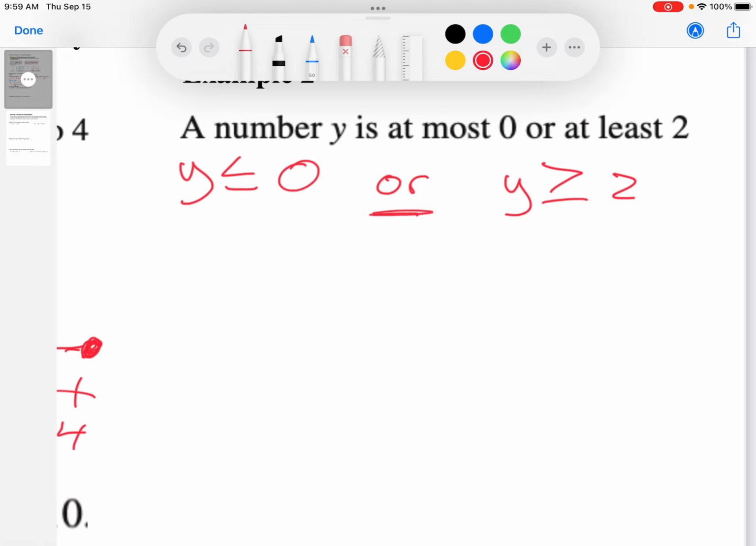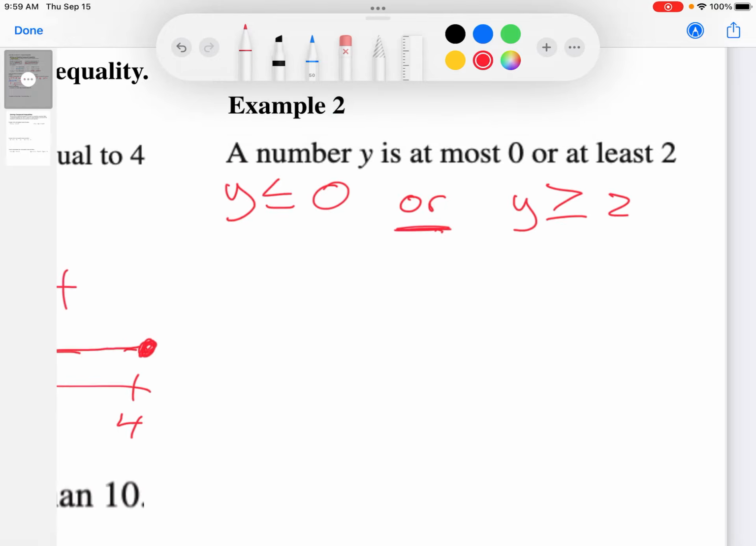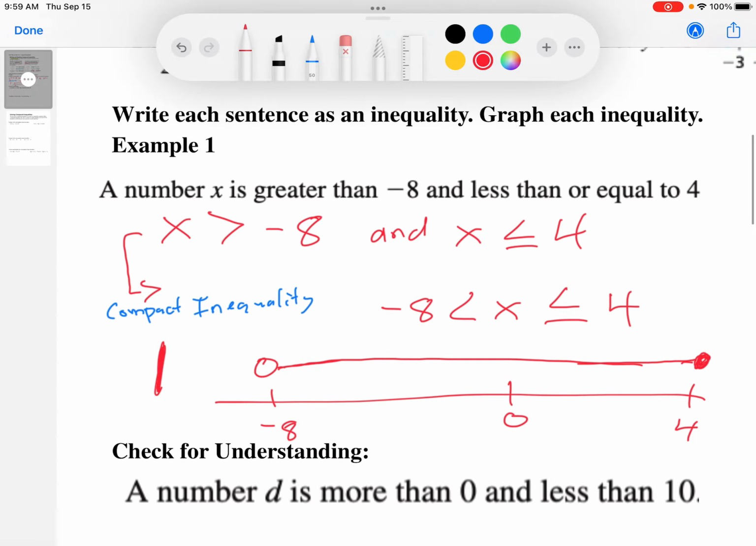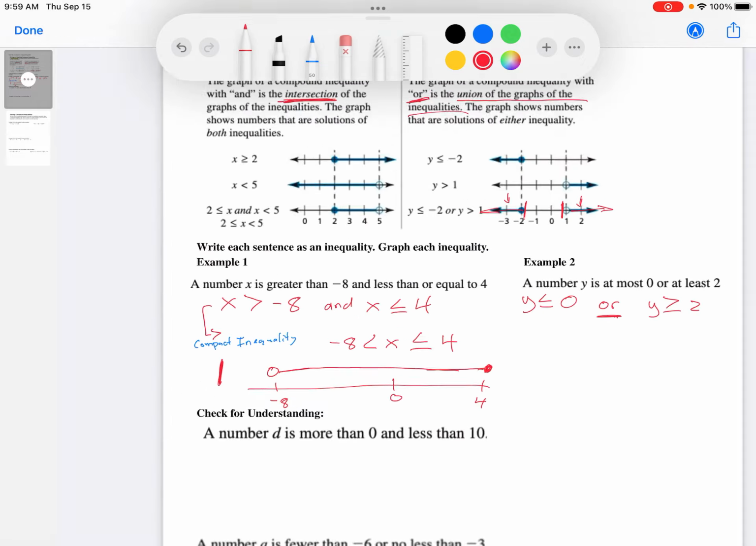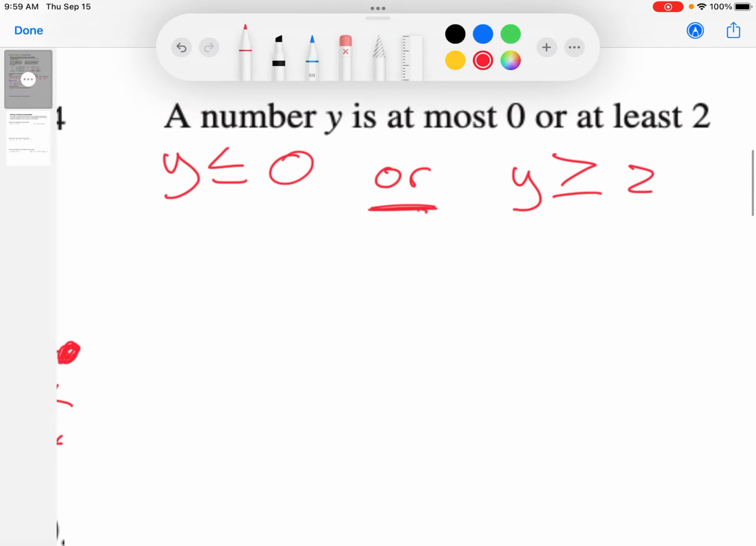Because this is an or statement, this is one where you do not turn it into a compact inequality. You're not supposed to do that. So like back here on this problem where it says compact inequality, we kind of turned it into one statement. You do not do that on or statements. Instead, you just leave it as it is.